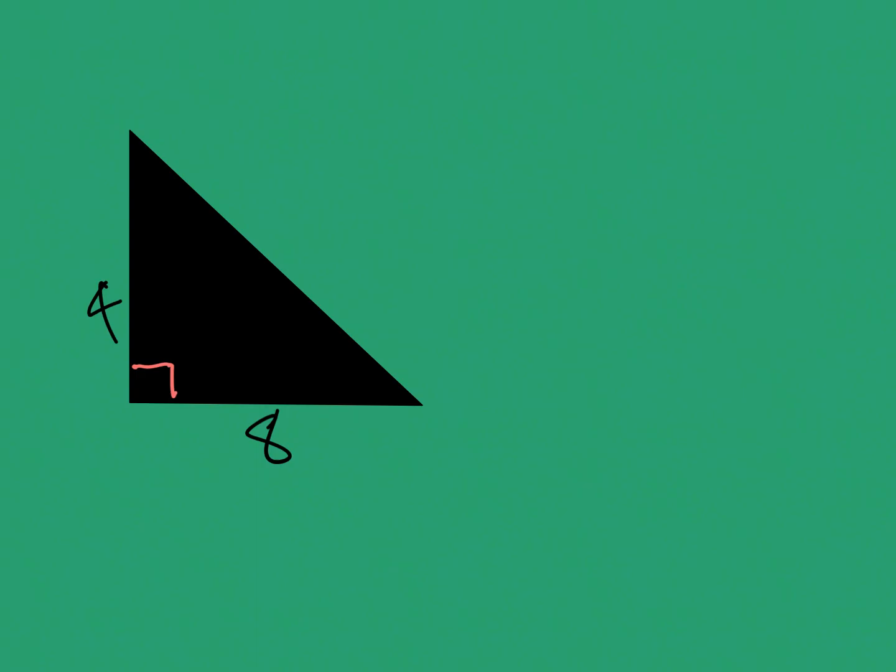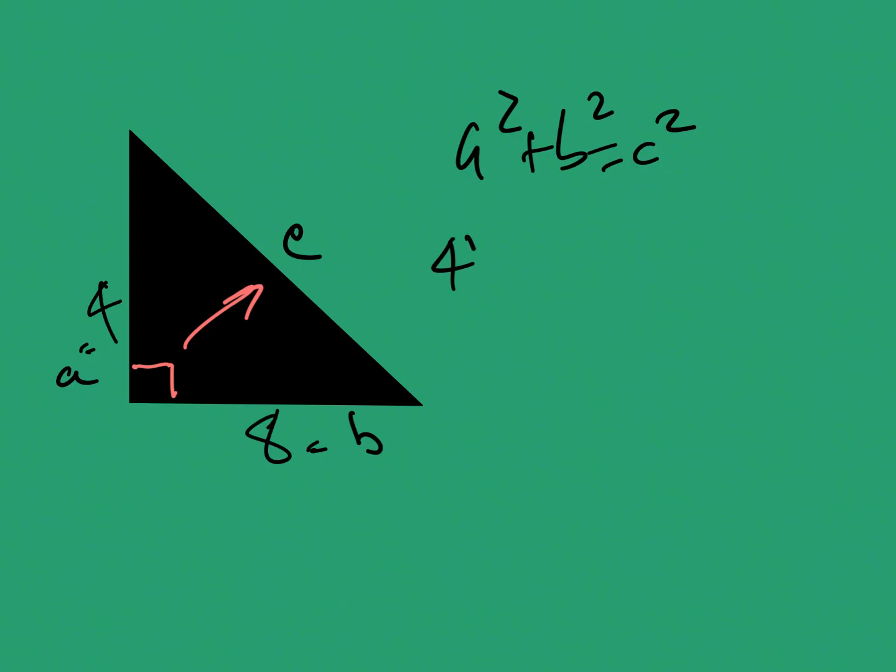Now, if we were looking at this picture here, what are we missing? Are we missing an A, B, or C? We are missing a C. Hypotenuse is always opposite the right angle. Therefore, we are missing side C. A squared plus B squared equals C squared. Again, it doesn't matter which we designate A and which we designate B, but the 4 and the 8 are going to be my A and my B. And then we're just going to plug in and go. 4 squared plus 8 squared equals C squared.